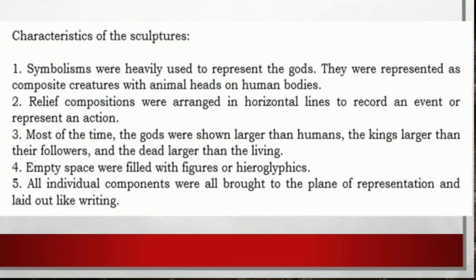Number 1. Symbolisms were heavily used to represent the gods. They were represented as composite creatures with animal heads on human bodies. Number 2. Relief compositions were arranged in horizontal lines to record an event or represent an action. Number 3. Most of the time, the gods were shown larger than humans, the kings larger than their followers, and the dead larger than the living.